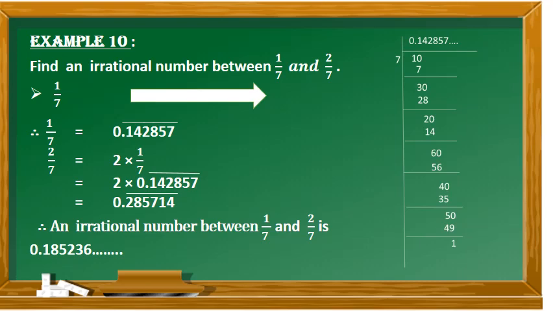Now to find an irrational number between 1 by 7 and 2 by 7, we find a number which is non-terminating and non-recurring lying between them. That is, we can find infinitely many such numbers that lie between 0.142857 bar and 0.285714 bar. An example of an irrational number between 1 by 7 and 2 by 7 is 0.185236... That is, I have selected a number 0.18 between 0.14 and 0.28 and added different digits to it to make it non-terminating, non-recurring.